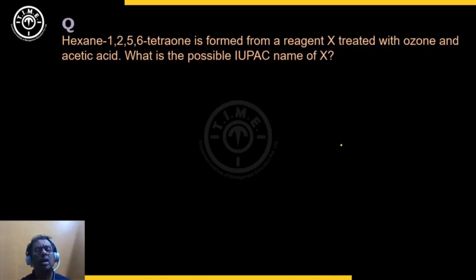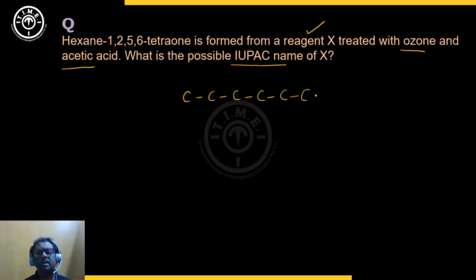Next, hexane-1,2,5,6-tetraone is formed from a reagent X treated with ozone and acetic acid. So this is reductive ozonolysis. What is a possible IUPAC name of X? Let us put the structure. 1, 2, 3, 4, 5, 6. Now something is not clear with the name. The naming is wrong. So if we can get something out of whatever is written here, it could be this.